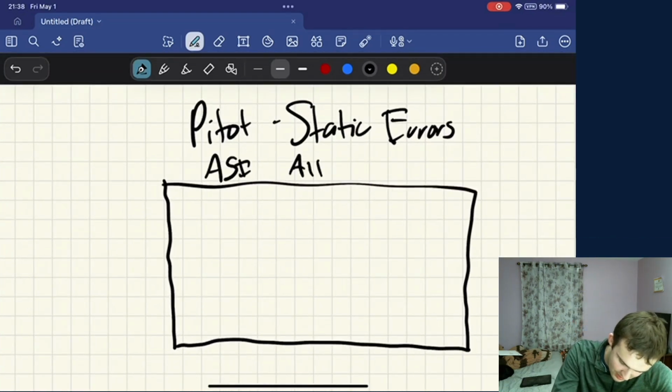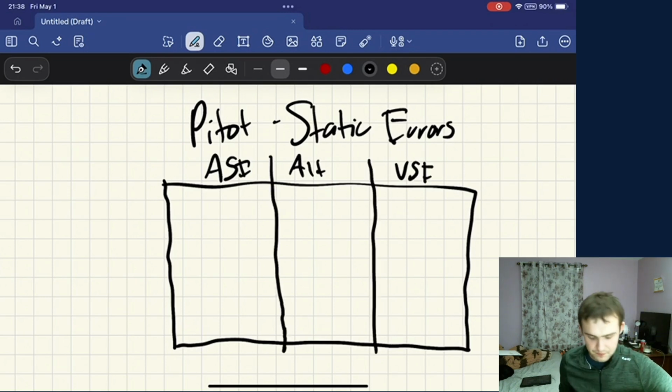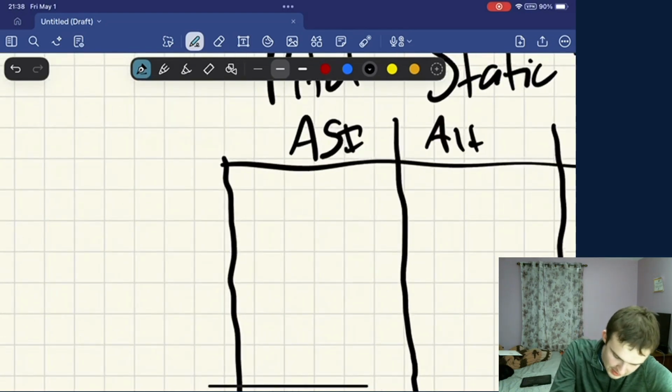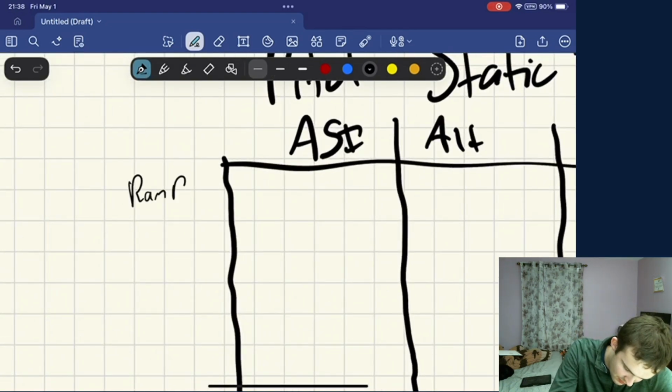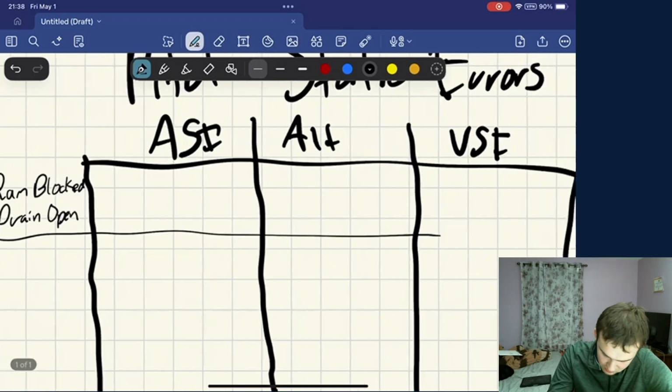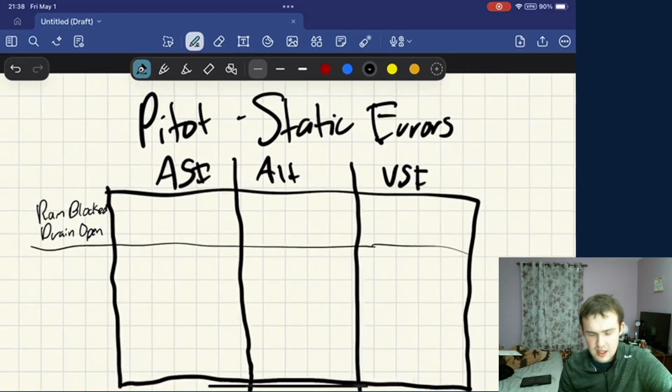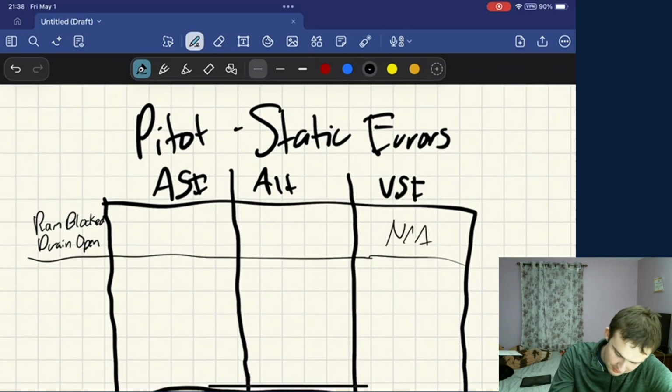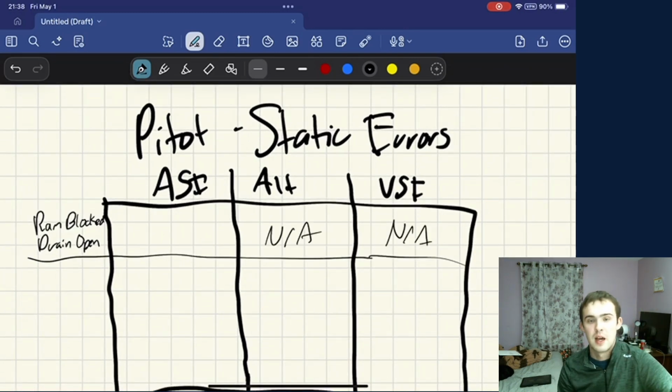ASI, alt, VSI, bam, bam. And we're going to start with if we have a ram blockage with the drain hole open. I'm just going to use a smaller one. Ram blocked, drain open. I'm going to make this really easy for us. Does the altimeter or the VSI use the ram port? Not applicable. Not applicable. How does it impact the airspeed indicator?